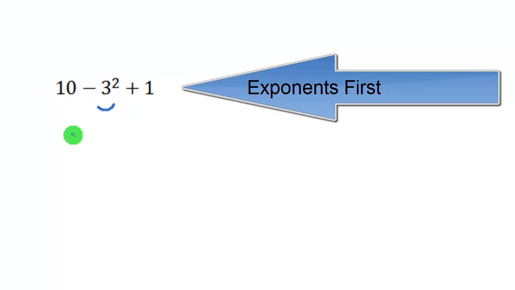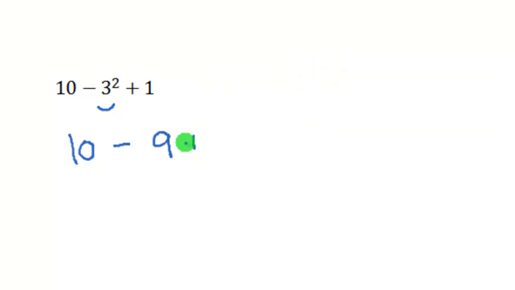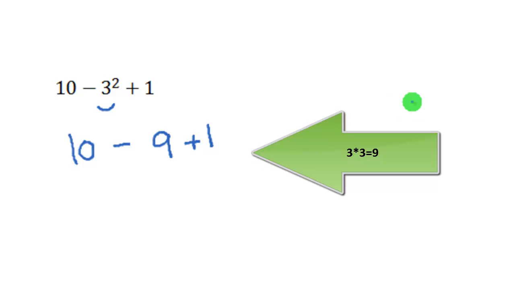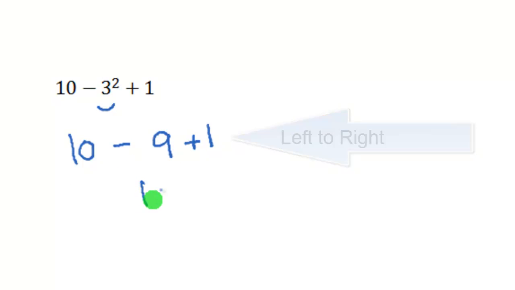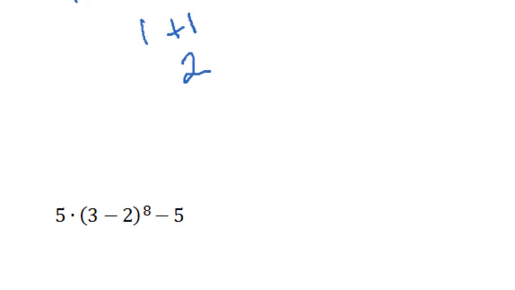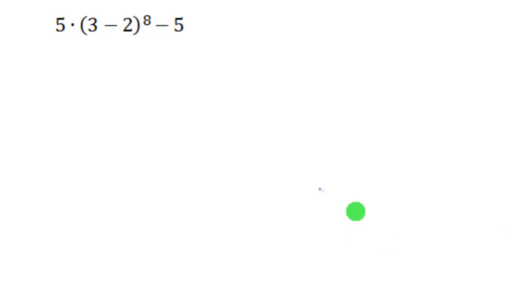Exponents are first, so we're going to write 10 minus, now 3 squared, that's 3 times 3, which is 9, plus 1. Now you're going to go in order from left to right, and you're going to do your subtraction first. So 10 minus 9 is 1, and 1 plus 1 is 2. Very important, in order from left to right for that addition and subtraction.